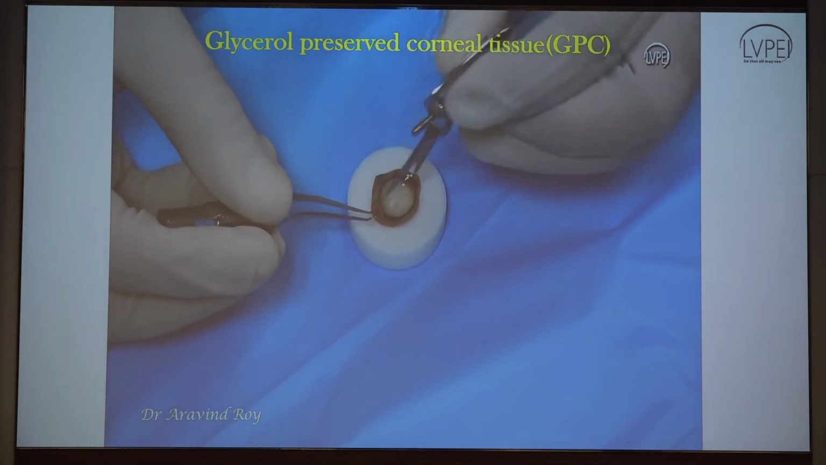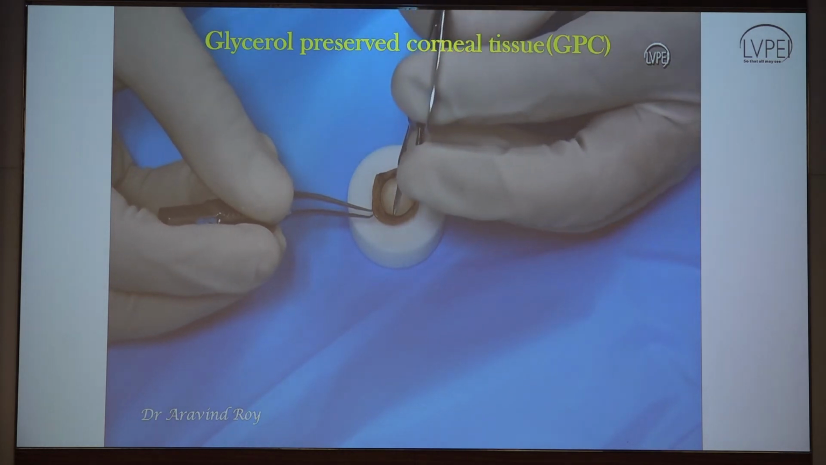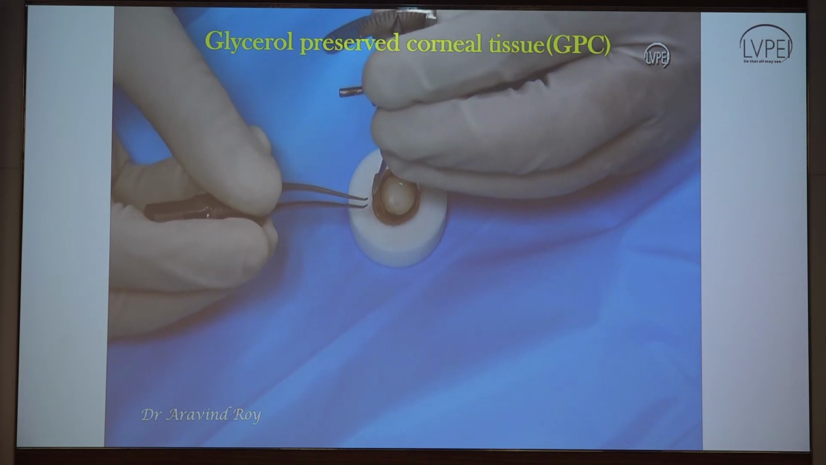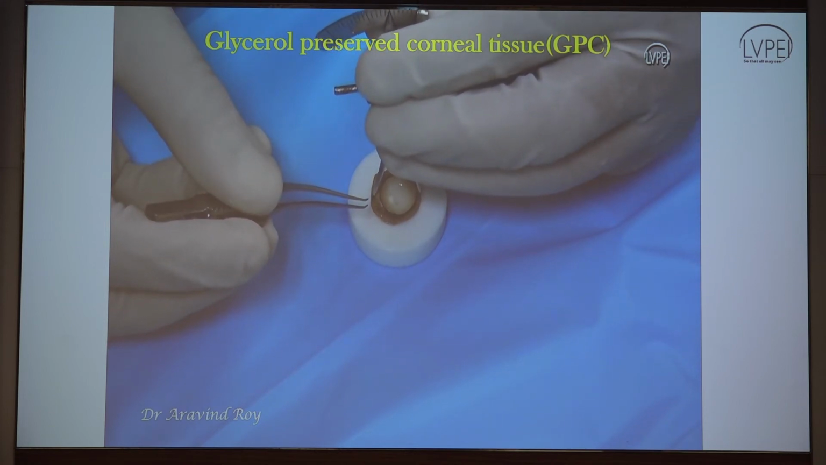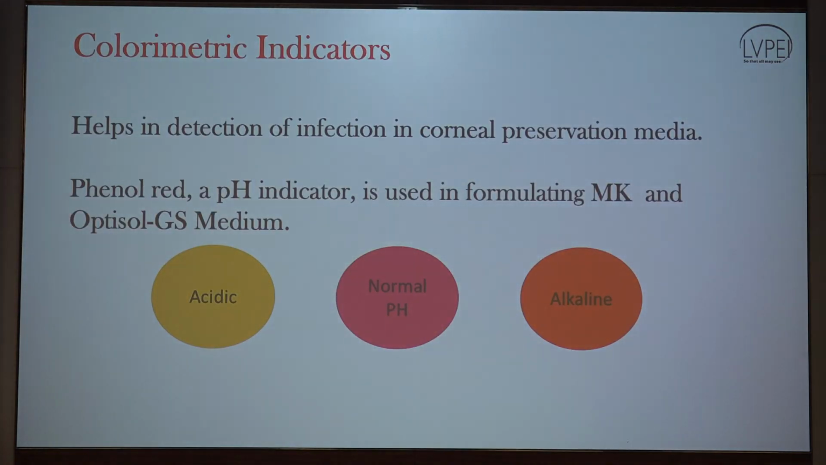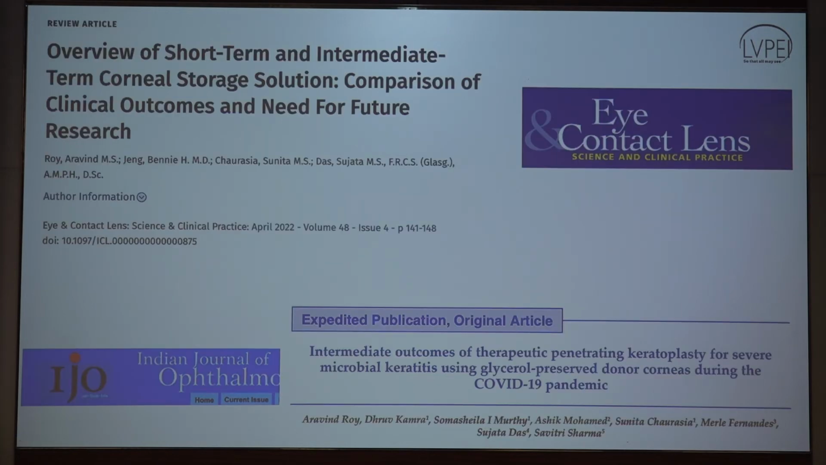Trephination is planned just like a normal tissue, but these tissues can be very tough to work with to start with, and after that it is refined and transplanted. So this is how the procedure progresses. Colorimetric indices have been added to the media, and usually the normal pH is pink, but when it turns acidic or alkaline, there is a color change to yellow or red, and this indicates a growth of microorganisms. These are some of our experiences with the tissue media.